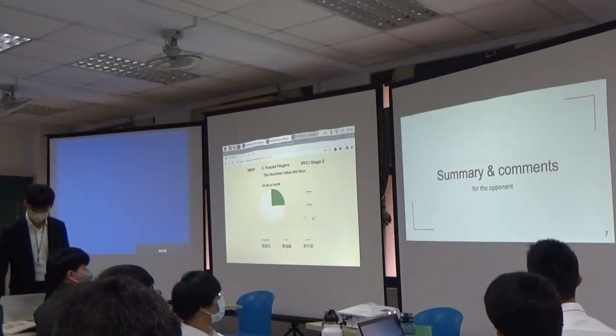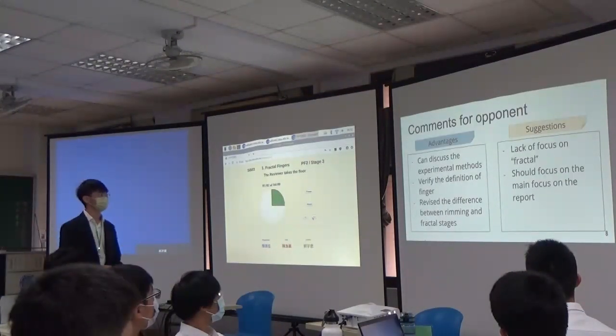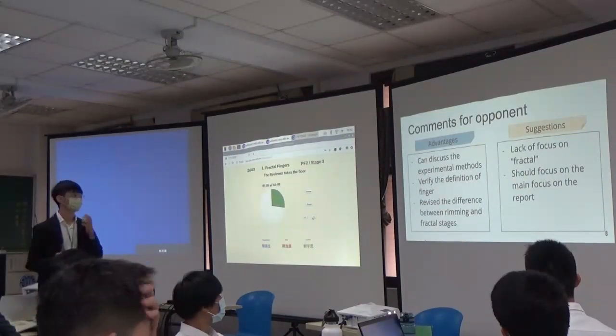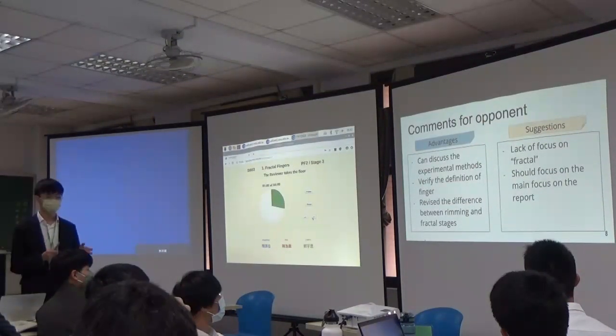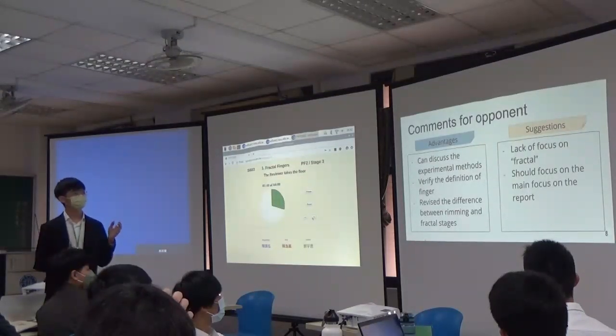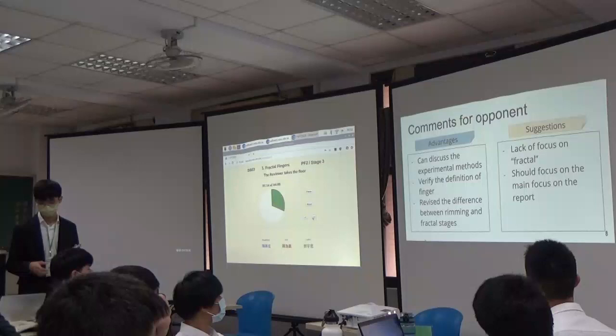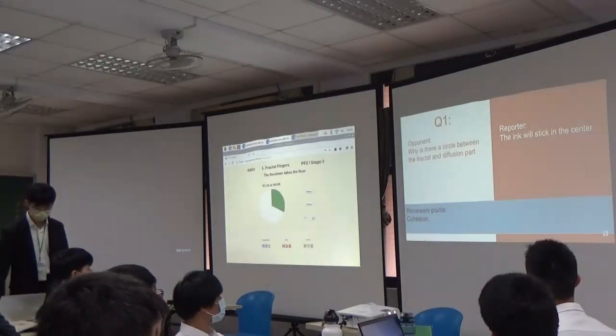Here are my comments for the opponent. I think he can discuss the experimental method, verify the definition of finger, and revise the difference between ringing and fractal stages. The suggestion is that later he should focus on fractal and on the main focus of the report.